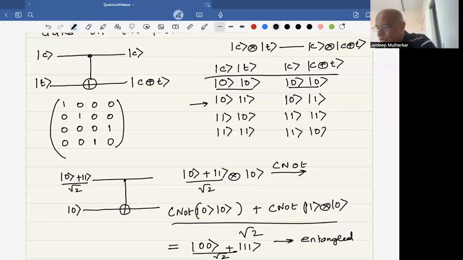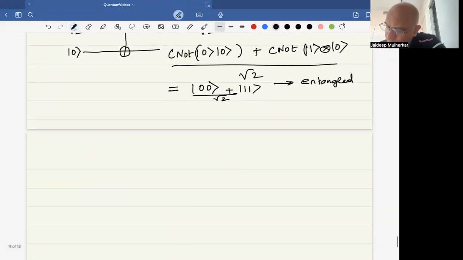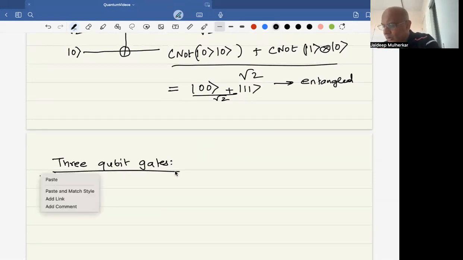All right, so let's move on to the 3-qubit gates. I will give examples of two of them. But another example before I do that.